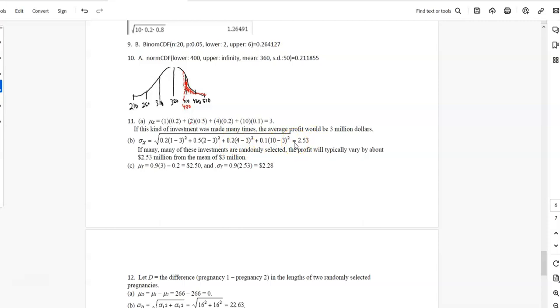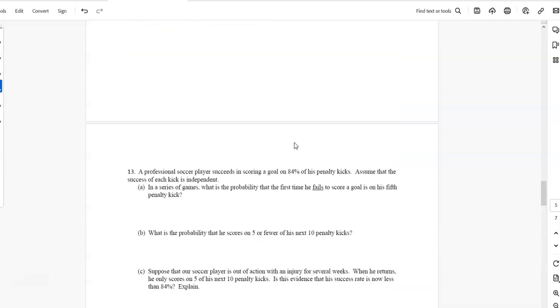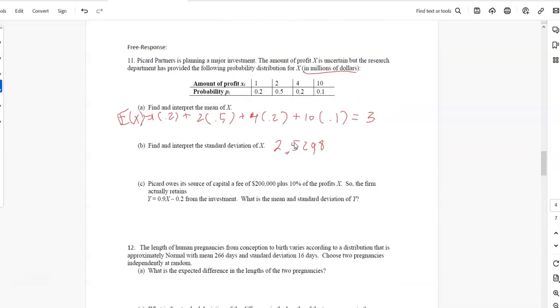Then you could do it that way if you wanted to. Okay, so let's say 11 here. So Picard owes its source capital fee of $200 plus 10% profits of X. So the firm actually retains 0.9x minus 0.2 from the investment.